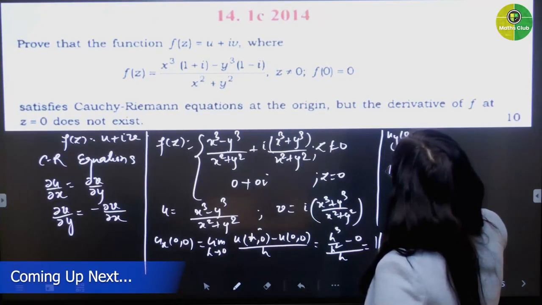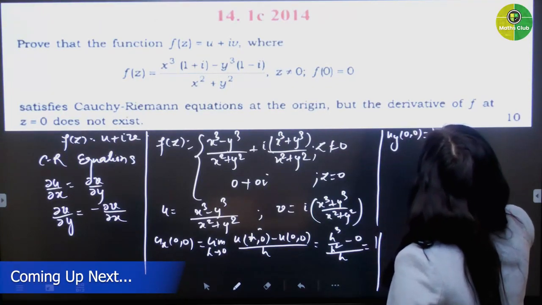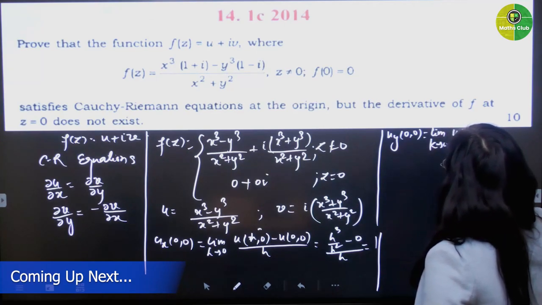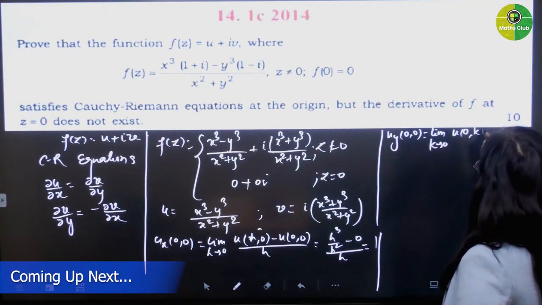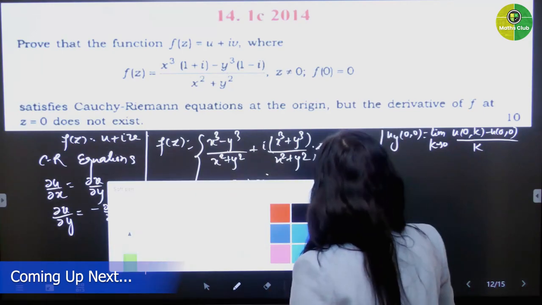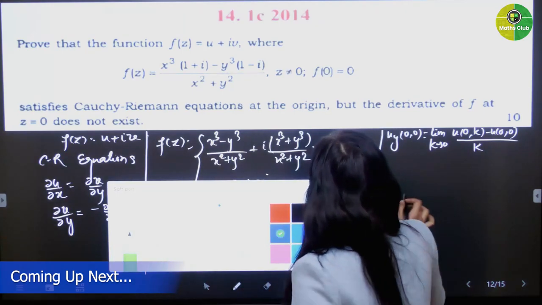At 0, 0, it would be the limit. This time we will say k approaching 0. u(0, k) minus u(0, 0) divided by k. The region being, let me write the formula for the derivative only.